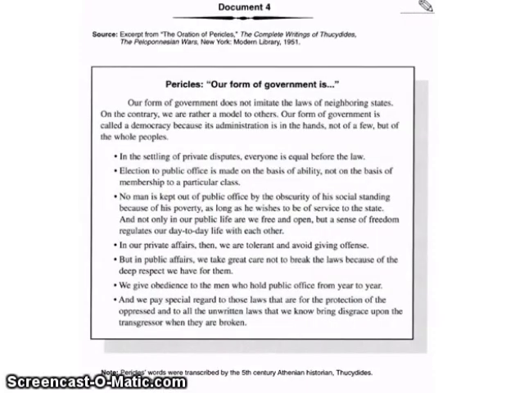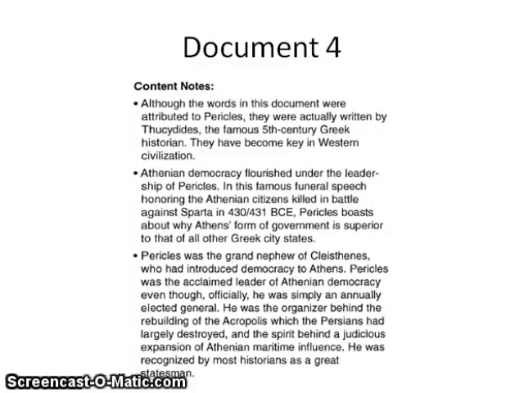Document 4, Pericles, the famous funeral oration, which we saw in class, the writing by Thucydides. He talks about what their form of government is. Now, I mention this because this might be one of the ones you put into politics. If you have your 3 categories already set, probably document 4 will be in the politics one. That's entirely up to you, though. Document 4, content notes.